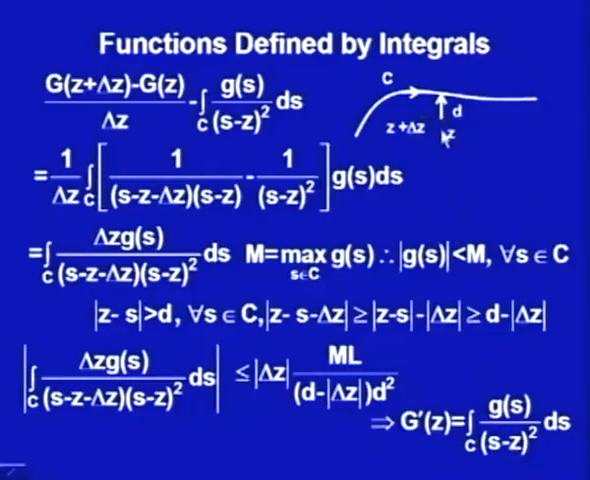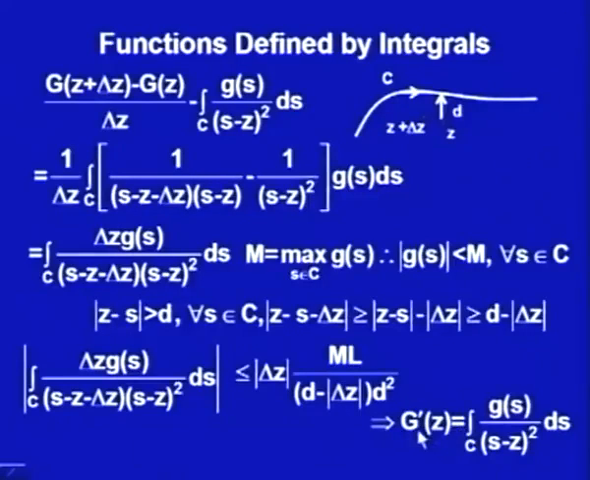Now, since this derivative exists and this z I have taken arbitrarily, it says that in the whole region wherever this function g is continuous, the derivative of capital G would exist, that says capital G is analytic.